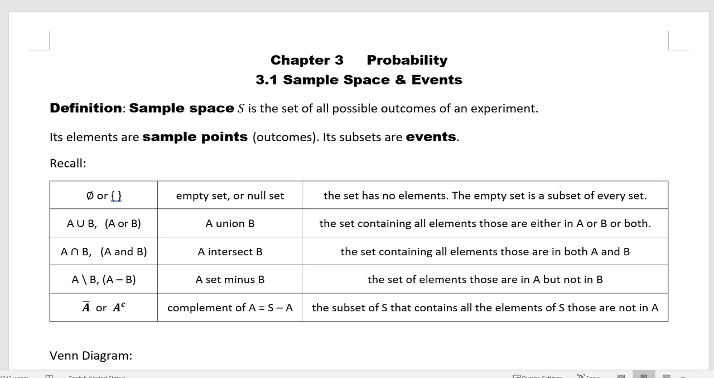Hi everyone! Today let's talk about Chapter 3, Probability, Section 3.1, Sample Space and Event.